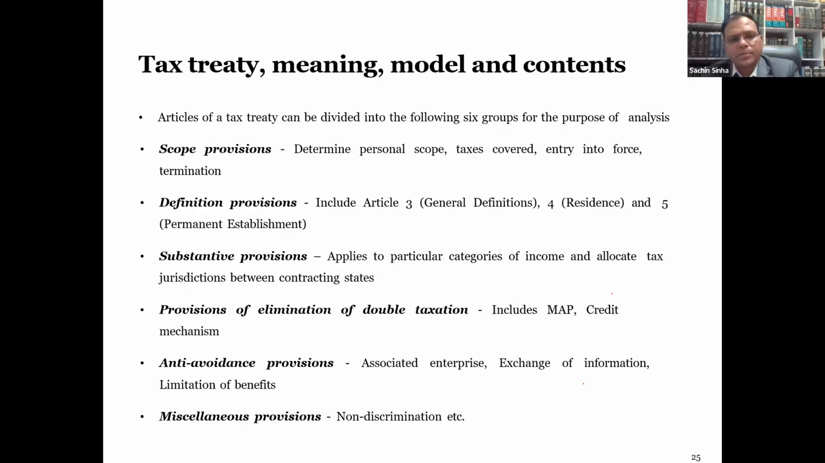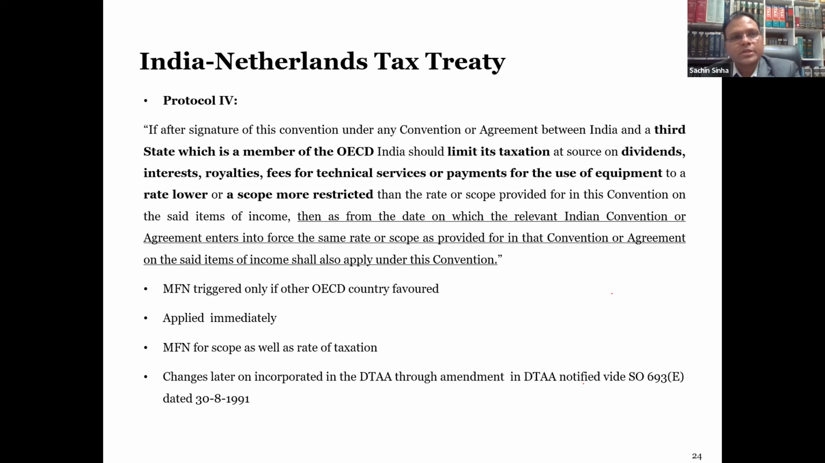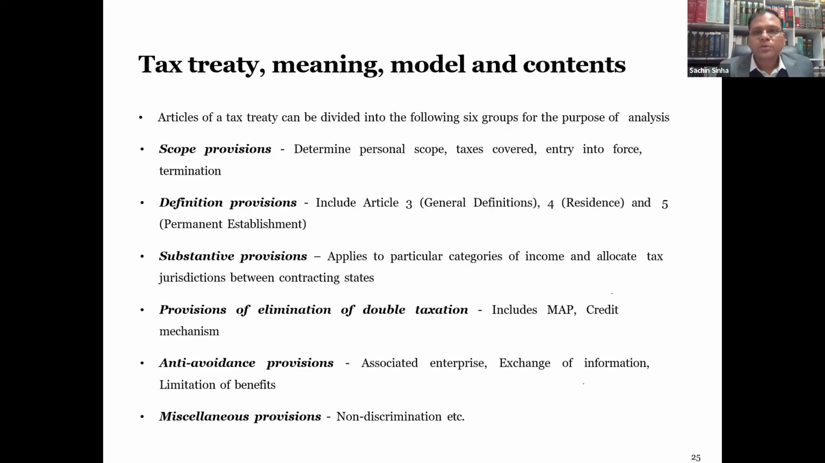So I think, yes, ma'am. Now I can pause here and hand over to you. Sure. Thanks, Sachin. So now we will be talking about different articles. Some of the articles I'll be taking, some Sachin will be taking, like PE, Article 1, scope of convention, residency, capital gains, etc. Prior to that, just laying the context and setting a tone for what a tax treaty typically looks like.